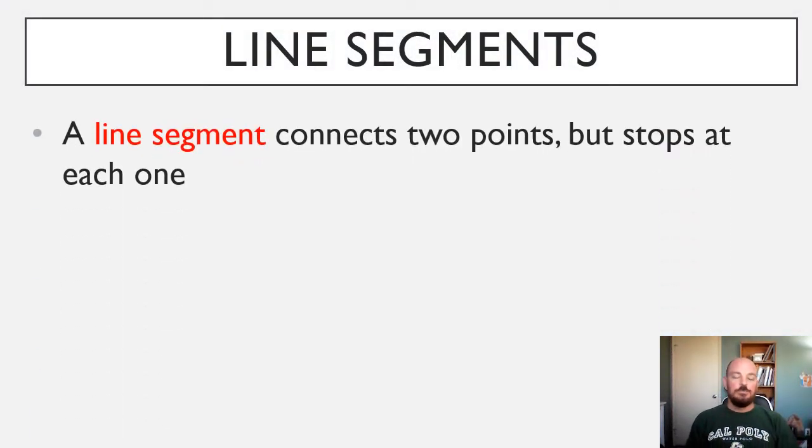So I'm going to say our line segment, you've got the 2 points. Remember we said a line goes through 2 points, but it keeps going forever. Well, a line segment doesn't keep going. It stops at those 2 points.